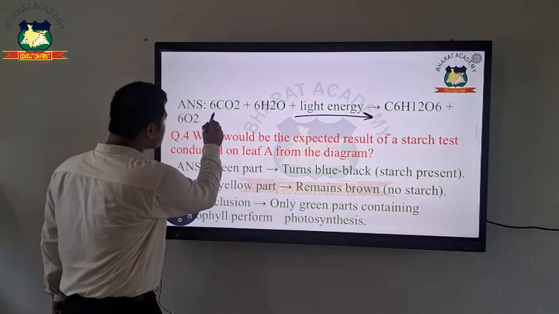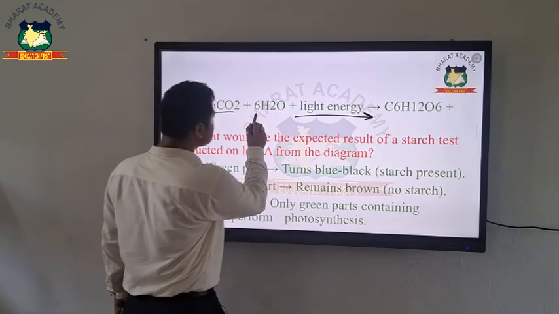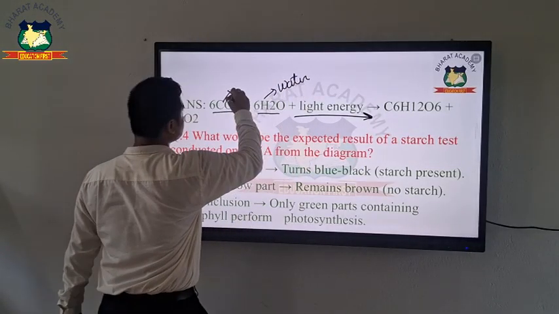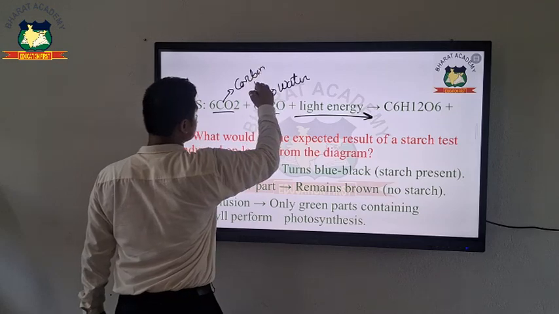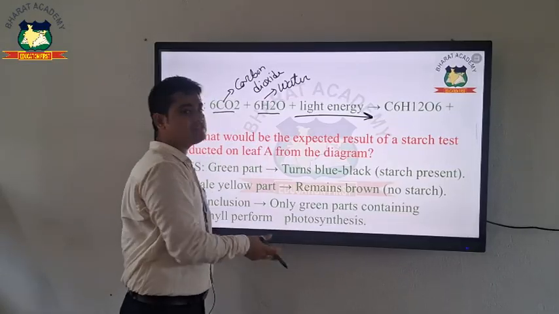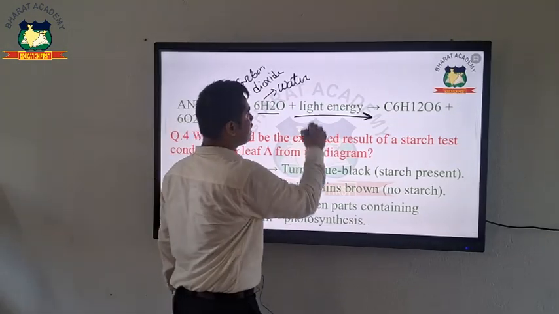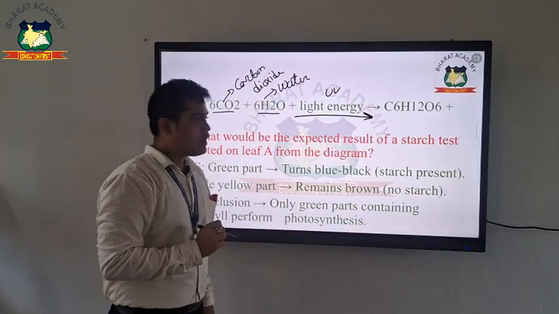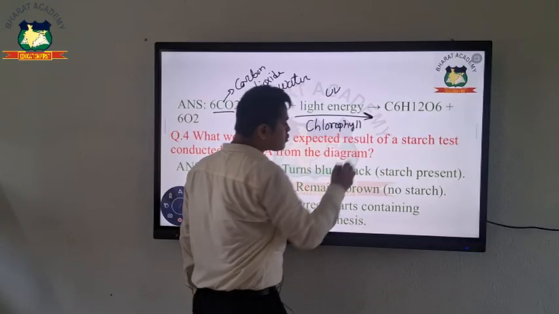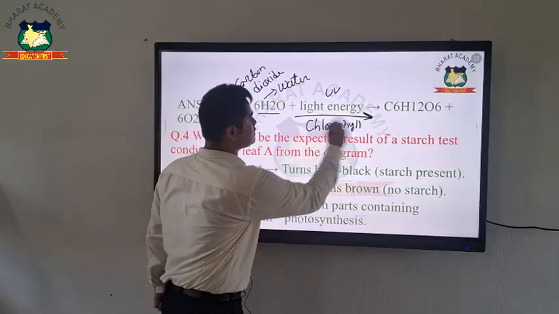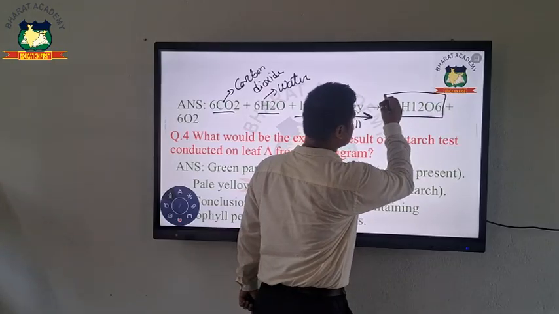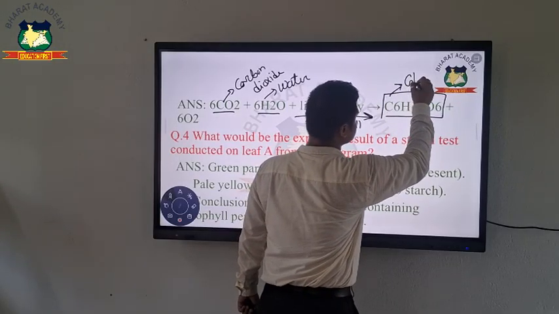That is, in the presence of 6 molecules of carbon dioxide and 6 molecules of H2O. H2O means water, and CO2 means carbon dioxide. Right? In the presence of 6 molecules of carbon dioxide, 6 molecules of water, and along with light energy, especially UV radiation from the sunlight, and chlorophyll. Many students do not write this chlorophyll term and do not use this arrow. As a result, what will it produce? C6H12O6. That is the formula of glucose.